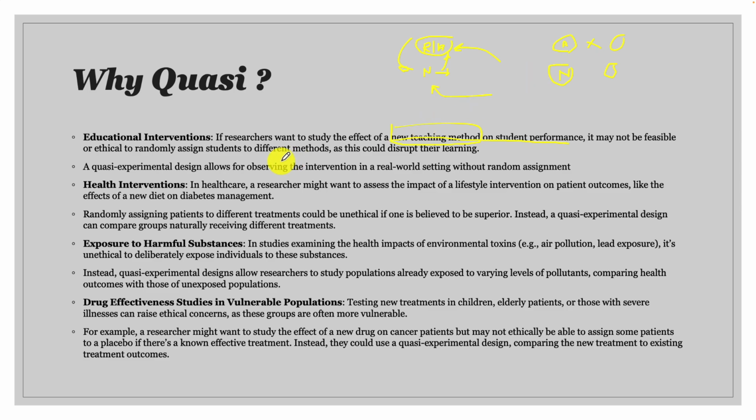The key point I'm trying to make here is I don't want to have any disruption of learning because I'm randomizing groups of different populations that may not belong together. Same thing can be true if I'm looking at health. If you're a healthcare worker and we're looking to see the impact of a lifestyle intervention on patient outcomes, and we want to look at the effects of a new diet on diabetes management.